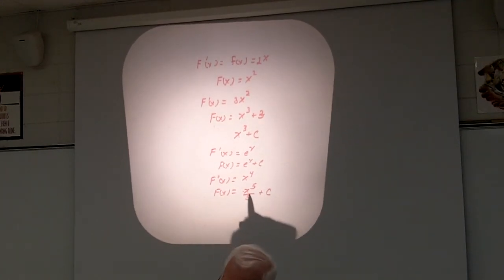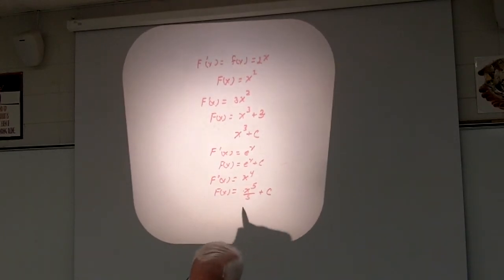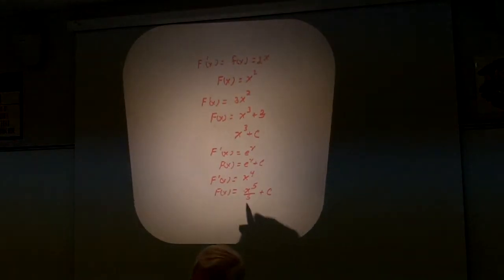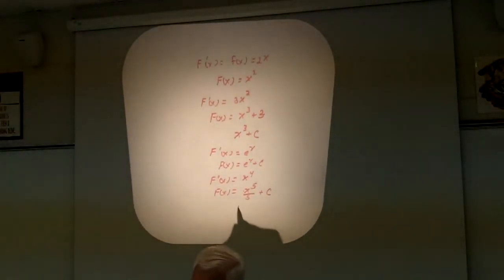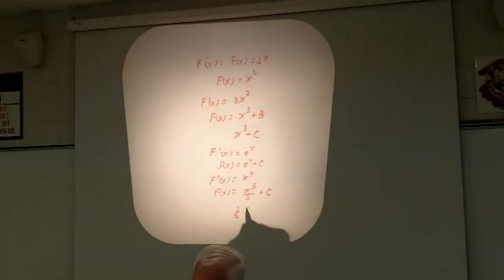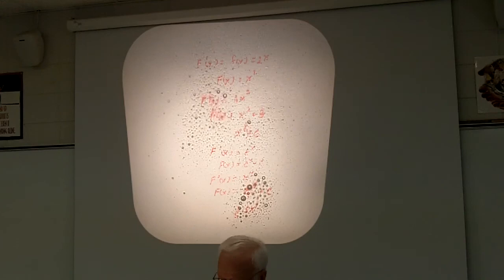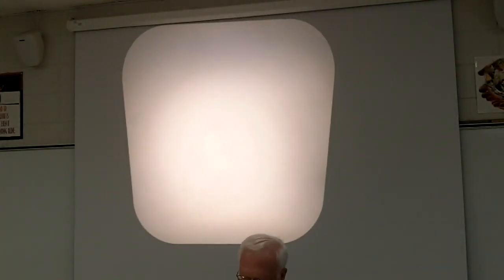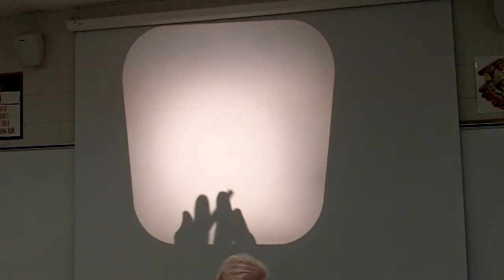Okay, now how can I go from here to here? Does this one give me this one? No. So check your answer. Oh, it does too. If I take the derivative of this, I have 1/5 here. You're pulling my chain. Okay, now let's do some that are probably a little more difficult.